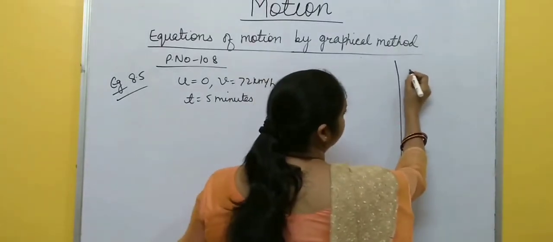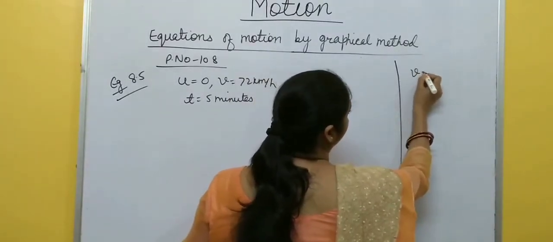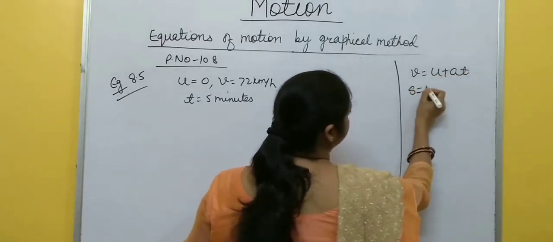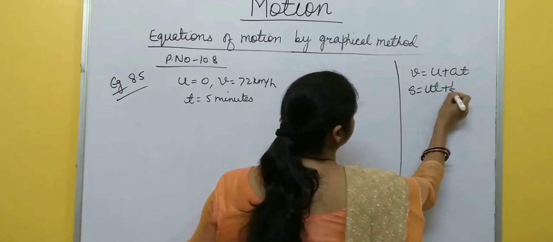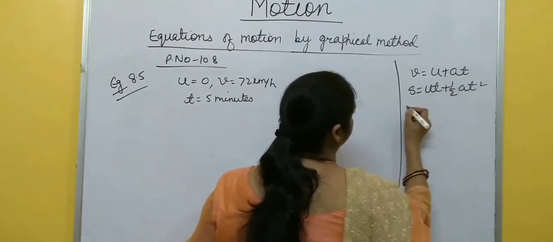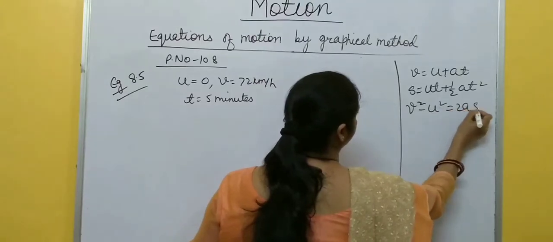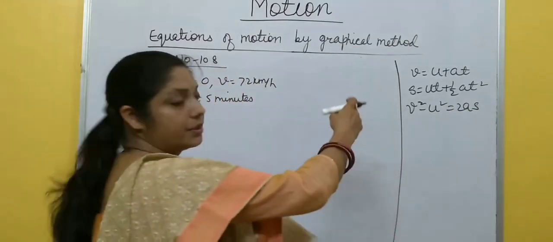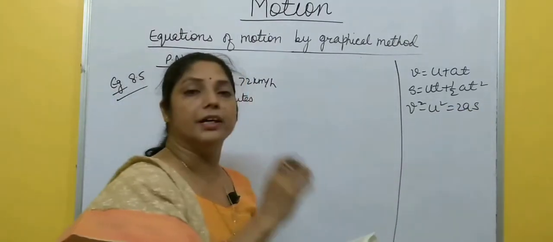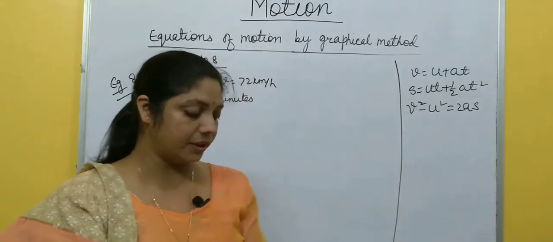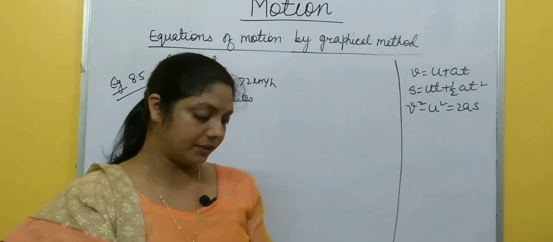First equation of motion is what? V equal to U plus AT. Second equation of motion is S equal to UT plus half AT square. And third equation of motion, V square minus U square equal to 2AS. These equations of motion are for a uniformly accelerated body. Here it is given motion is uniform acceleration.